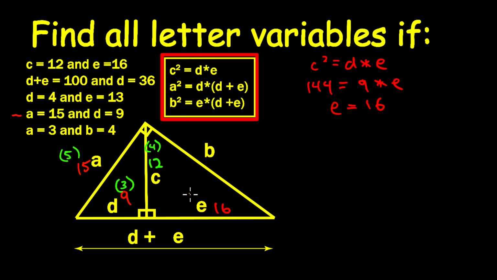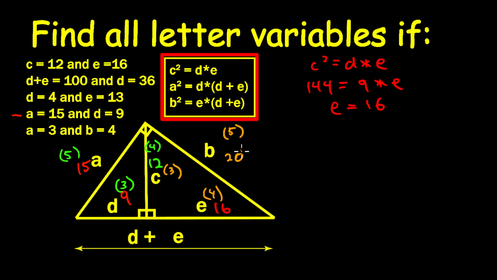Now from here, we could use the third formula to find B, or we could recognize that 12 divided by 4 is 3, 16 divided by 4 is 4, and then that makes this a 3, 4, 5 multiple, and then 5 times 4 is 20.